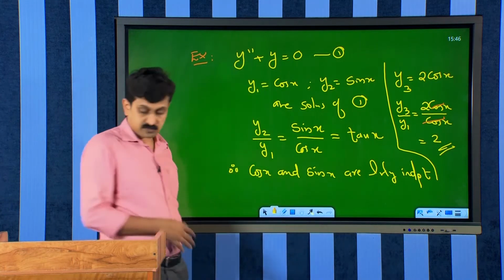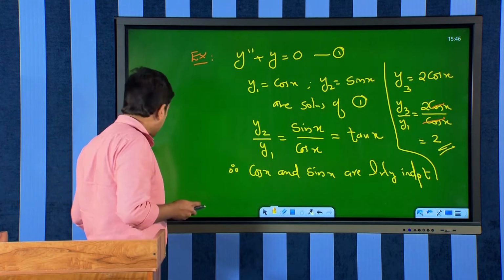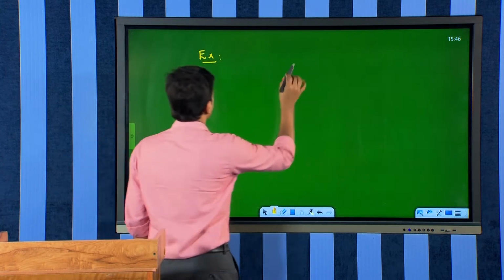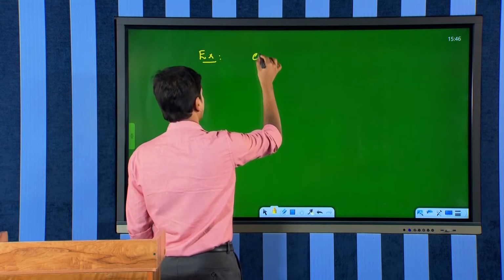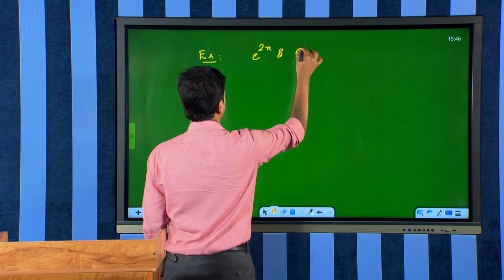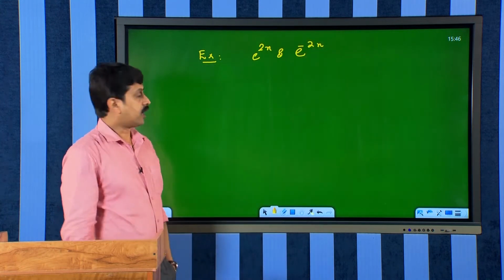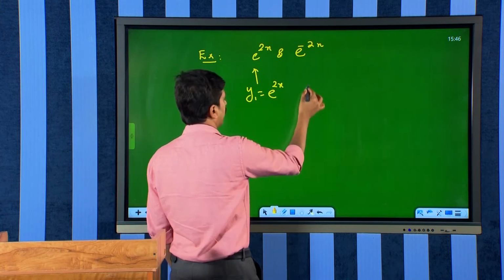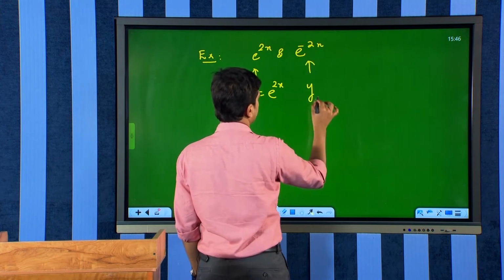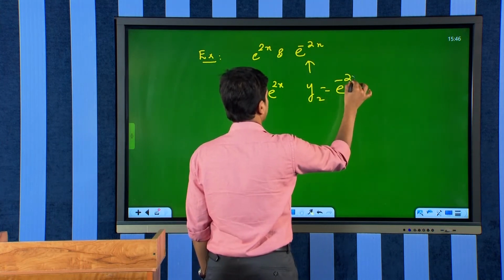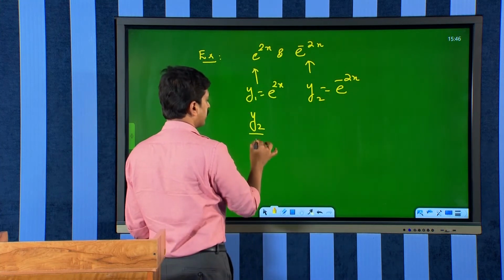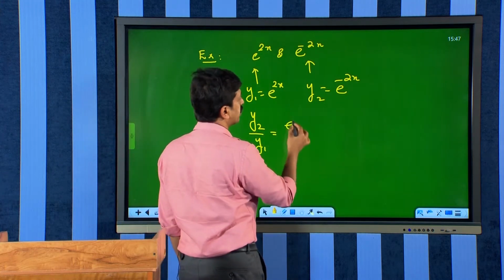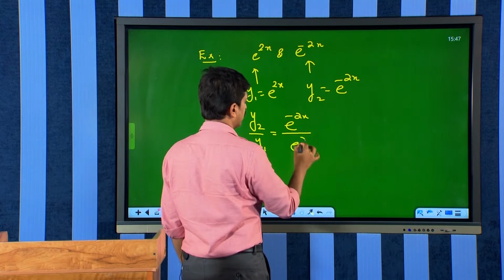Okay, fine. Similarly, in the next example, e raised to 2x and e raised to minus 2x are two functions. I would like to put y1 is equal to e raised to 2x and y2 is equal to e raised to minus 2x. Then y2 divided by y1 is equal to e raised to minus 2x divided by e raised to 2x.